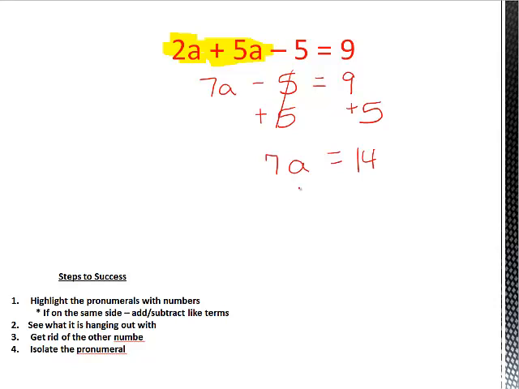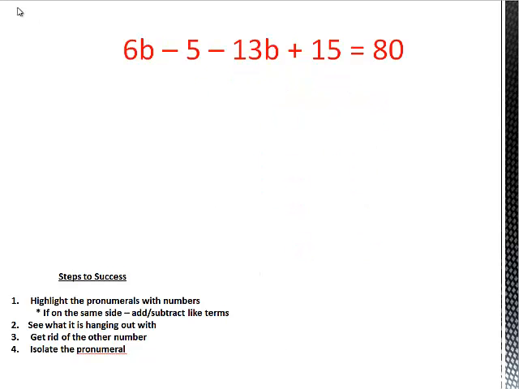a is being multiplied by 7, so doing the inverse operation, divide both sides by 7, kills off that 7, and we have a = 2. Substituting the 2 back into the original equation, we have 2 times 2, which is 4, plus 5 times 2, which is 10. 14 minus 5 does equal 9.